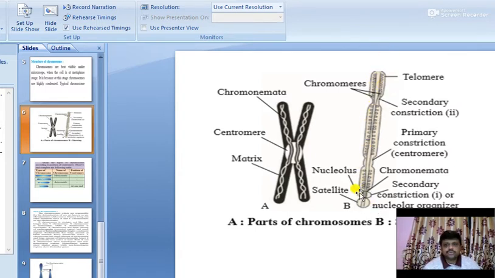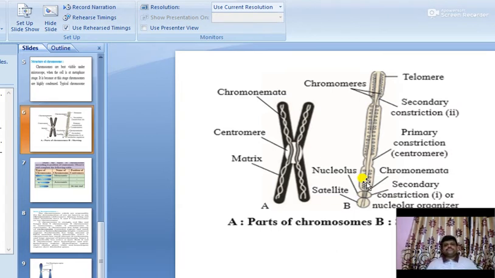Now just see this surface. The entire surface of the chromosome shows small swellings, which are called chromomeres. These chromomeres are arranged in two rows on the surface of the chromosome.